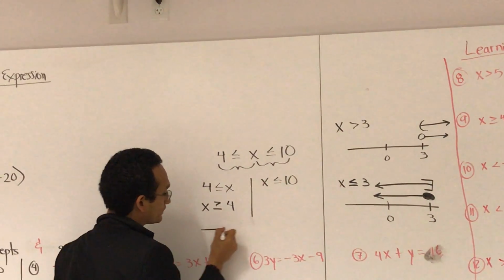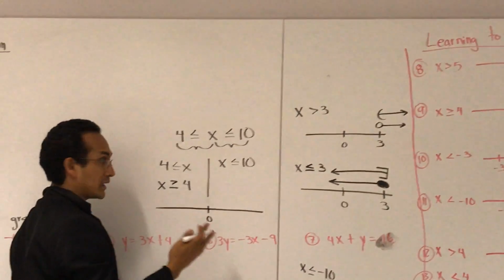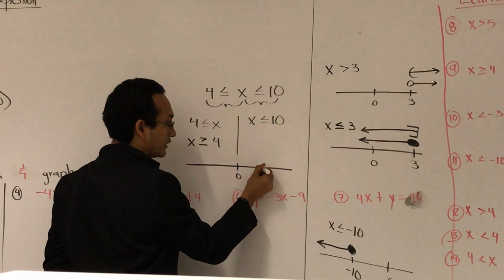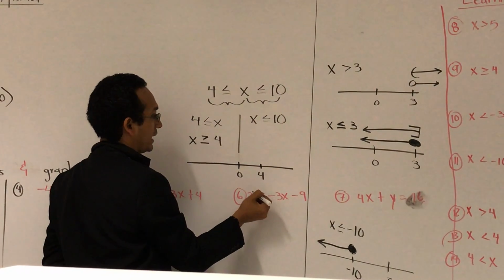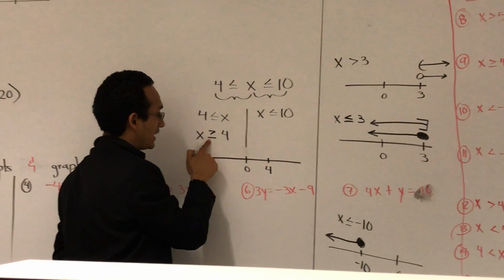How can we graph it? Well, we have the 0, right, to give us some point of direction. We have the 4. So we're going to say that the 4 is here. And what do we know about the 4? It's going to be a dark circle because it has an equal sign.